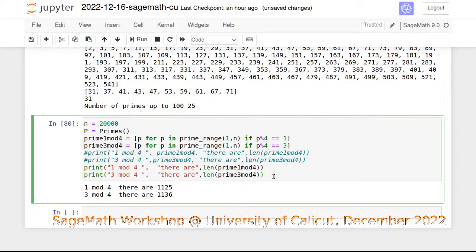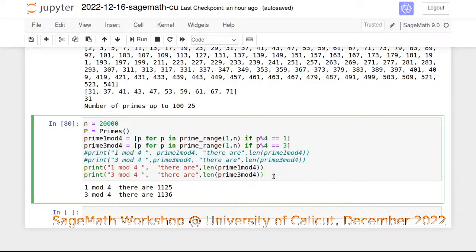But now the question is that at a given point of time, can we definitely say that 3 mod 4 will always be ahead of 1 mod 4? That means there are more primes at any given point on the number line. The 3 mod 4 will consist of more primes, slightly at least. 1136 and 1125. When we consider up to 20,000, that's not actually a huge lead, but there is a lead. And this question was actually settled by Hardy, I think, right?